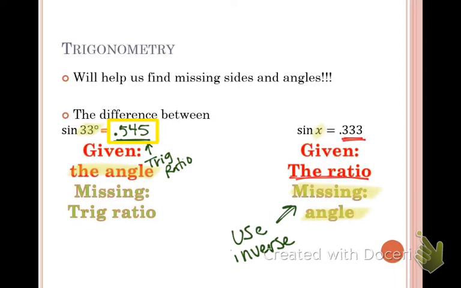Anyway, so to get x by itself, you would use the inverse. You would just use whatever they gave you. All right, so what does that give me to the nearest tenth? 19.5. Ta-da! Good. All right, so I'm gonna give you your worksheet, and I'll tell you about it.